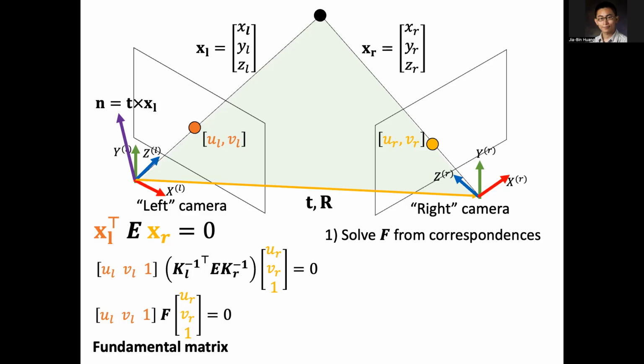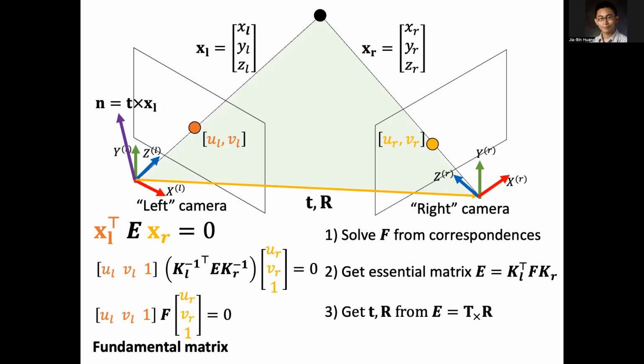We can find what the 3x3 matrix is. Usually you could figure it out because you have a 3x3 matrix. Then if you also know the intrinsics, that is the left matrix intrinsic and the right matrix intrinsic, you can figure out the essential matrix. And once you figure out the essential matrix, you can decompose this into translation and rotation. Okay? Does everything make sense?